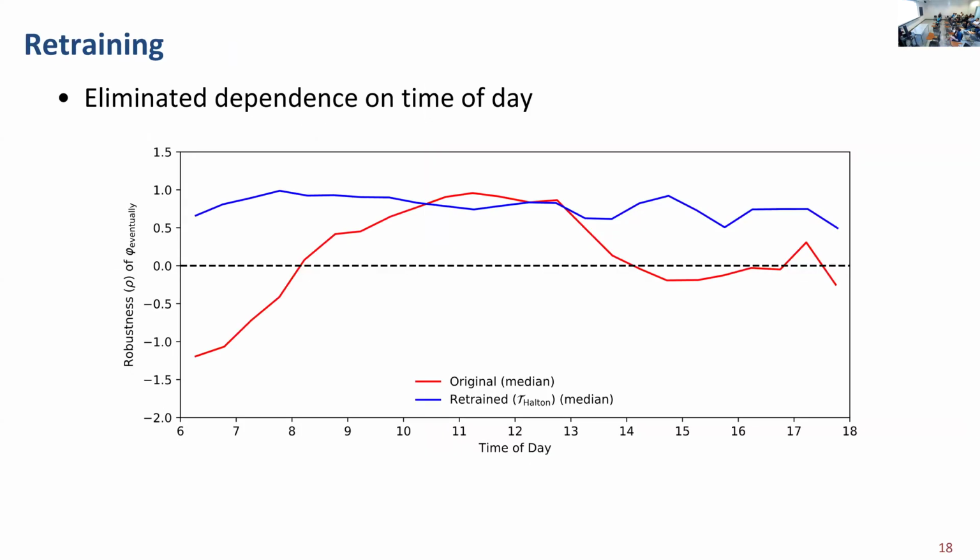And you can also see that quantitatively. So the blue plot here is now the median value of the cost function as a function of time of day, and you see that it's always above zero, right? So the retrained neural network performs much more safely than the original.